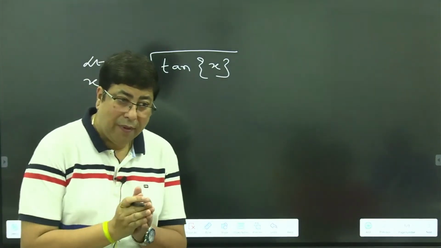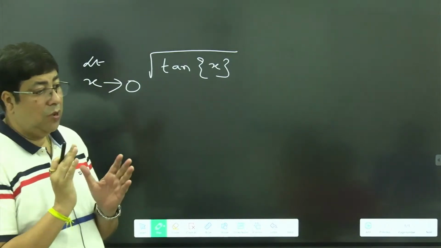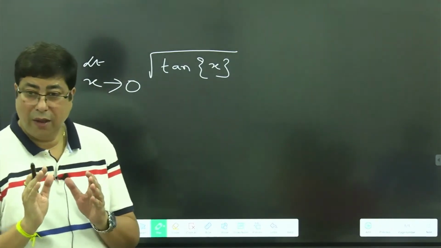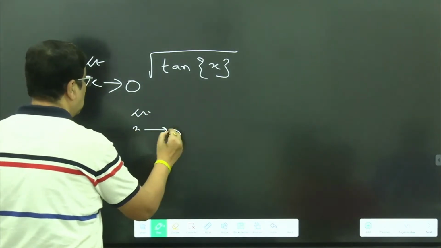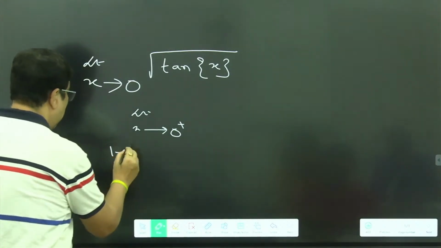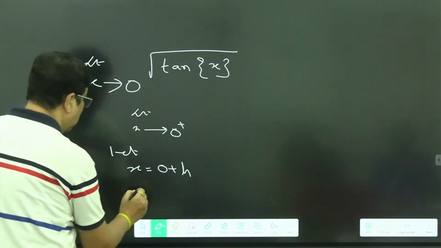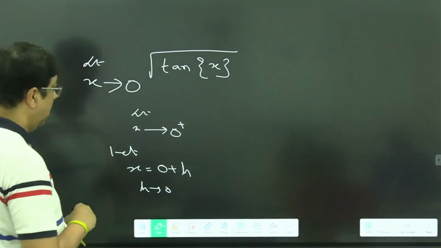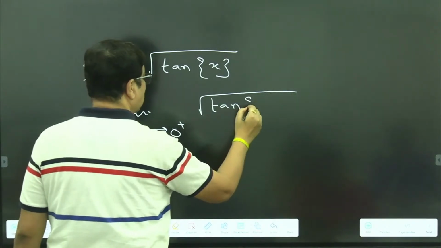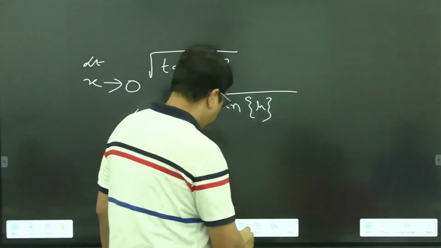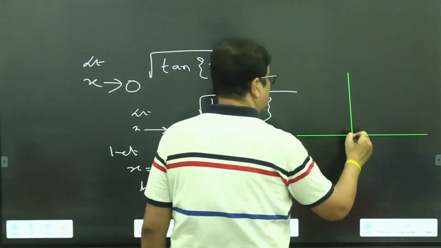Remember one thing: whenever it is related to limits, we have to check that the left-hand limit equals the right-hand limit. So when limit x tends to 0 plus, let x equal 0 plus h. Therefore as x tends to 0, h tends to 0. We can write this as root over tan of 0 plus h, fractional h. Regarding the fractional x curve, see one thing, this is the curve of fractional x.